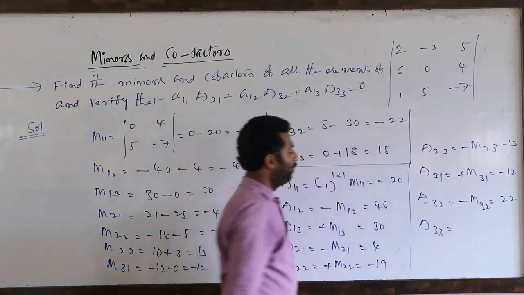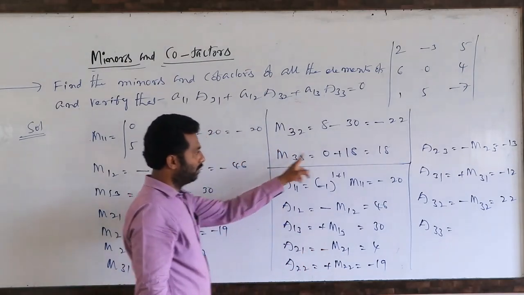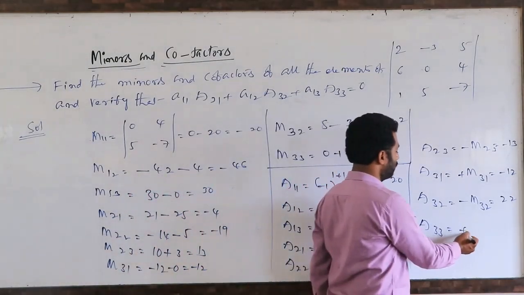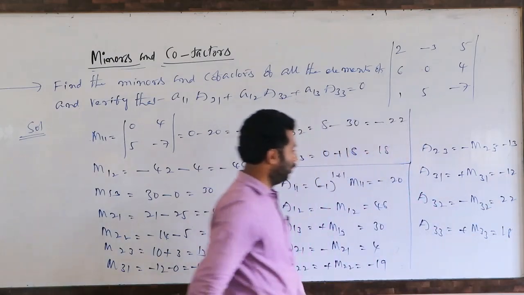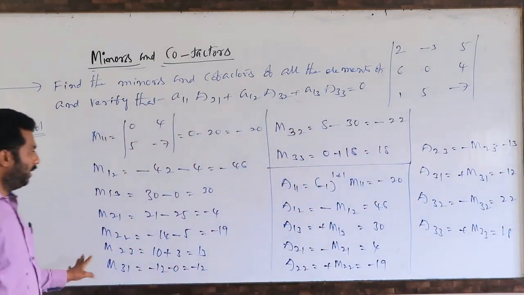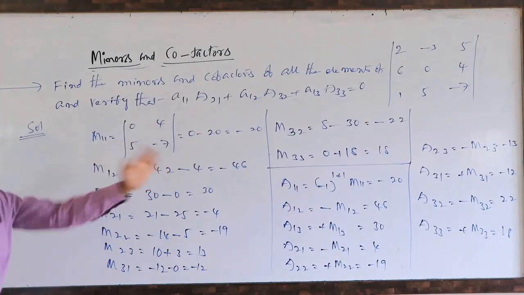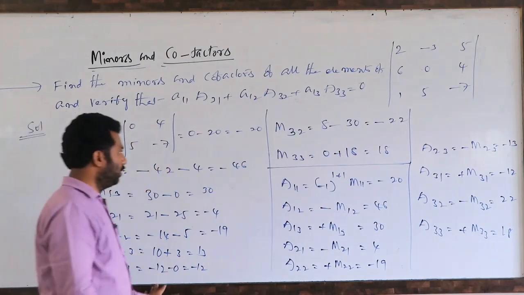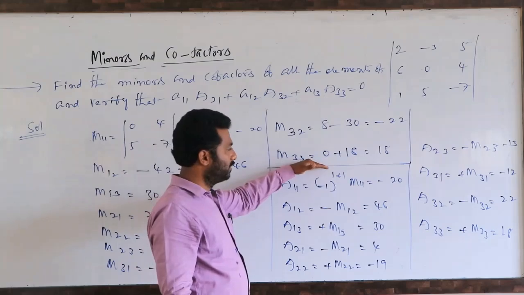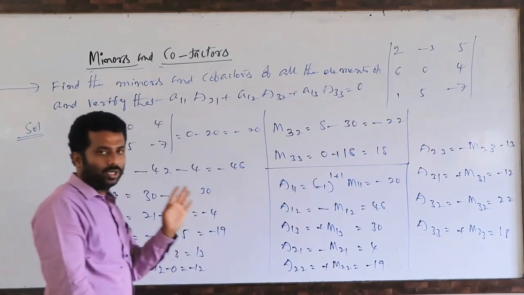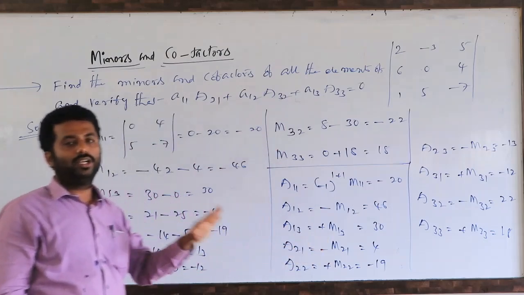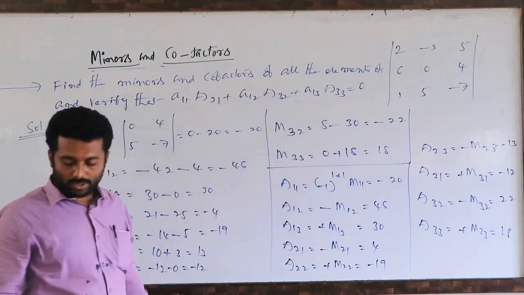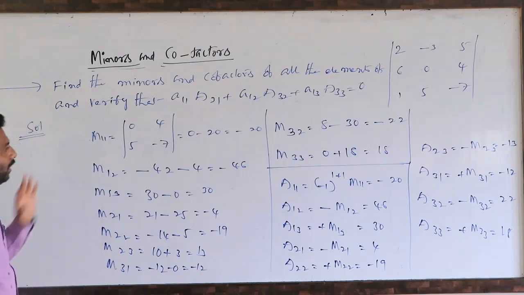Then A33. 3 plus 3 is 6, an even number, so this is plus. M33 is nothing but 18. So like this we have to calculate the minors and cofactors. Because the board is not sufficient, I have written it like this. In your examination or even your notebook, calculating the minors and cofactors will take one complete page. You have to write clearly like this.